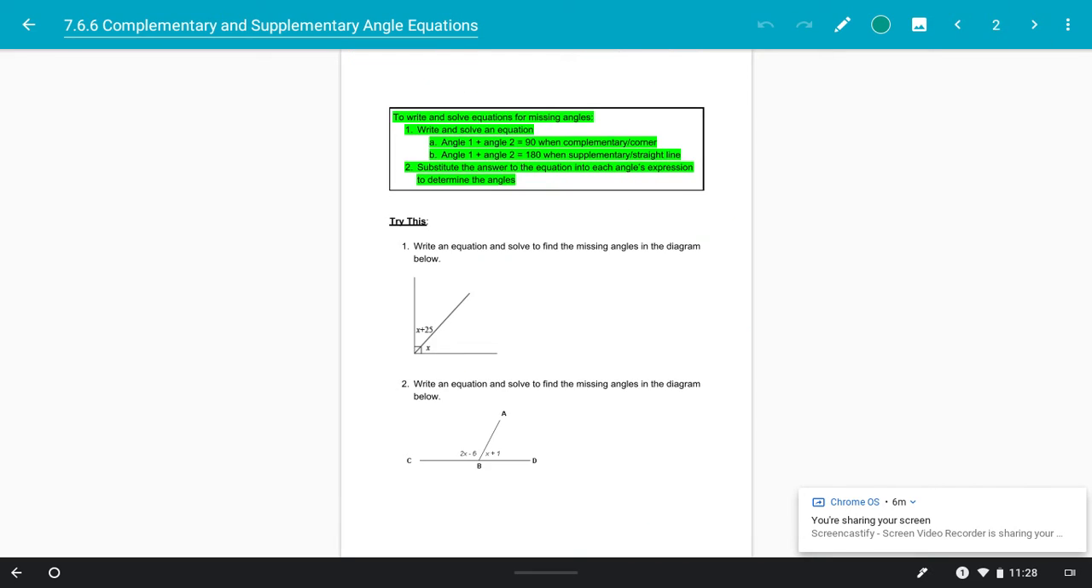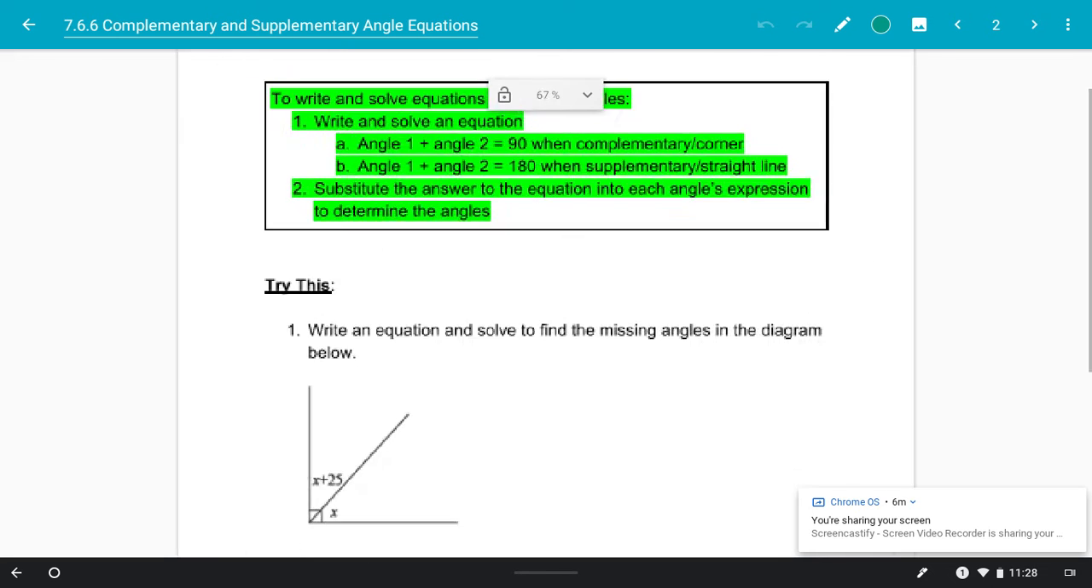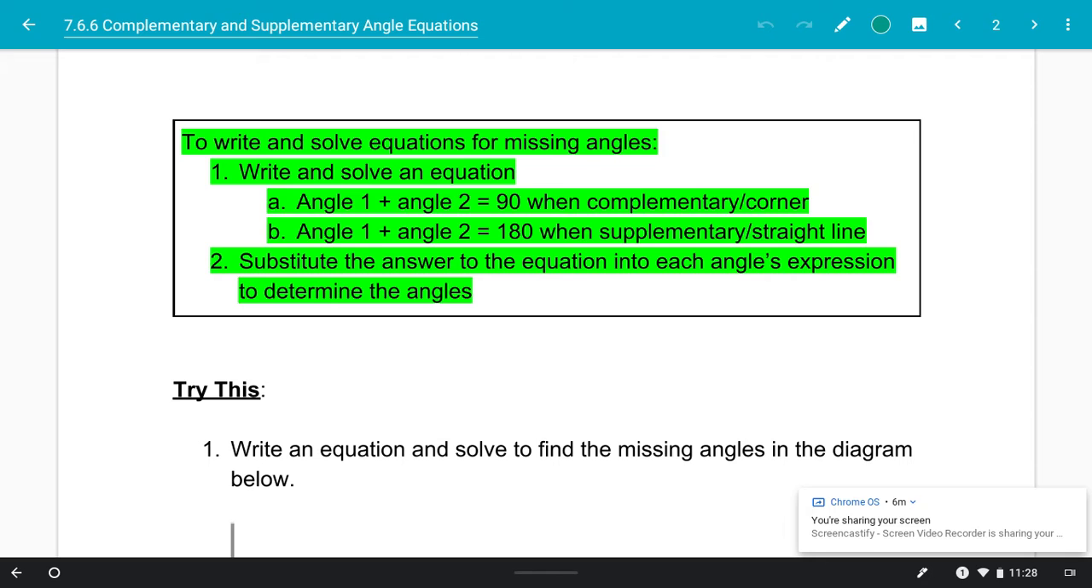All right, great job. So what we're seeing here, to summarize that up, is that to write and solve equations for missing angles, we can write and solve our equation based on whether it's complementary or supplementary. So if it's a complementary angle or corner, we're going to do angle 1 plus angle 2 equals 90, and we can solve. For a supplementary or a straight line, we can do angle 1 plus angle 2 equals 180 and solve. Once we get a value for x, we then can just substitute that back into each angle's expression to determine the angle.